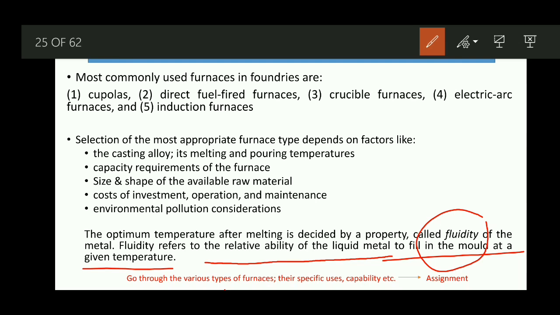Now there are various furnaces involved, and we'll be discussing them in brief, but what will be your assignment? Your assignment is to go through the various types of furnaces with their specific use, that means when we use them and what is the heat capacity, etc., and you can turn it in as an assignment.